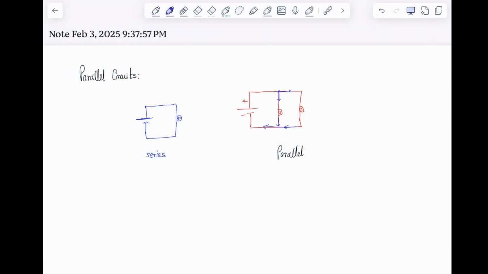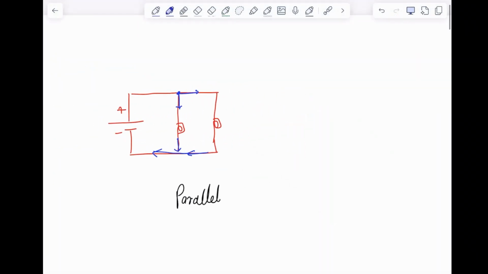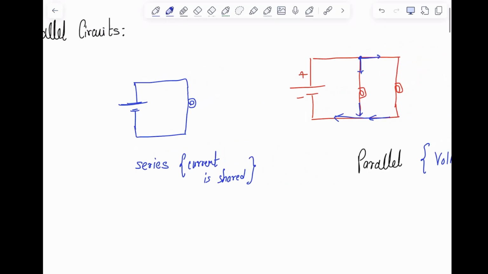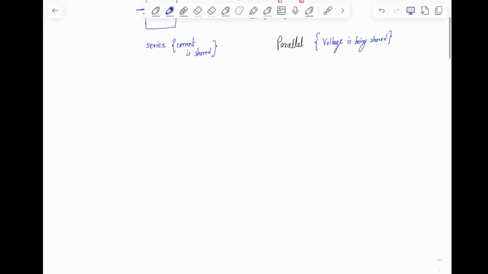So what you have here in a parallel circuit is that the voltage is being shared, and in a series circuit, current is shared. That's the difference between parallel and series.